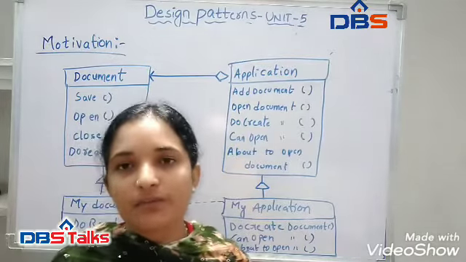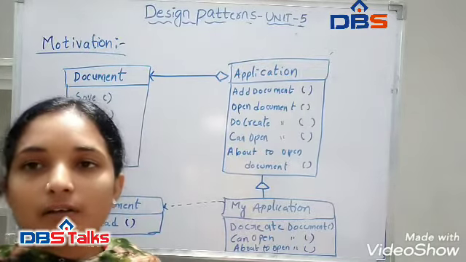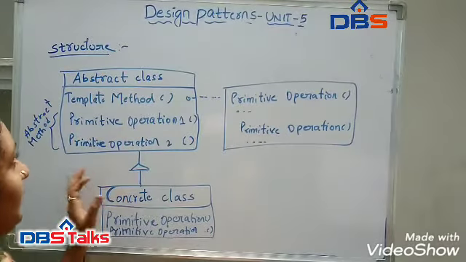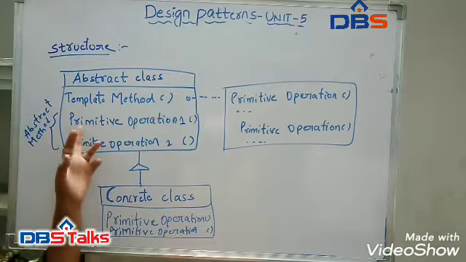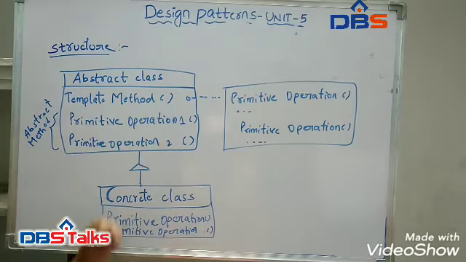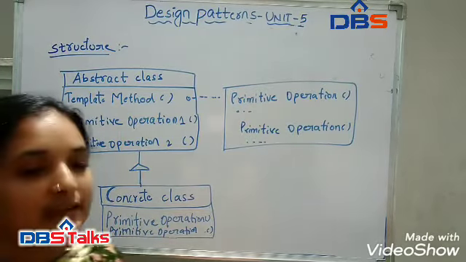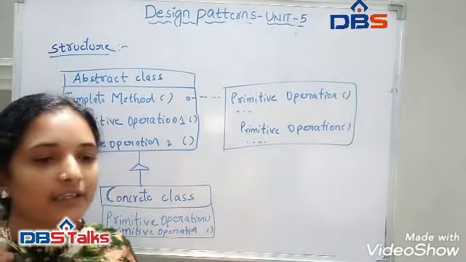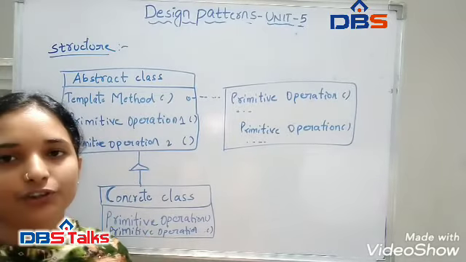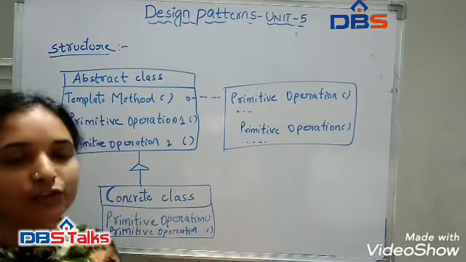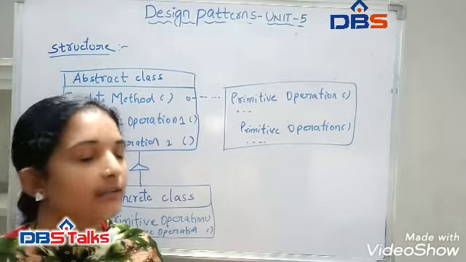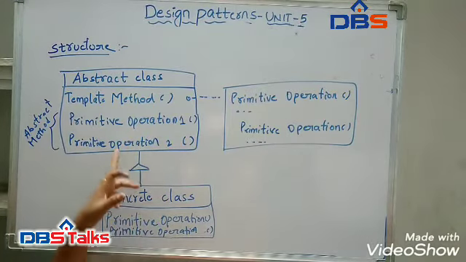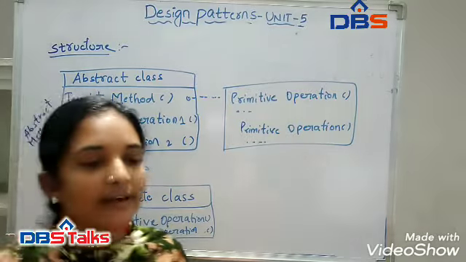Next, coming to the structure of the template method. In the structure of the template pattern, we have the abstract class, and in this we have the template method, primitive operation 1 and primitive operation 2. The abstract class is a parent class, and it defines the generic logic to achieve a common functionality. And in this we have two abstract methods, primitive operation 1 and primitive operation 2.